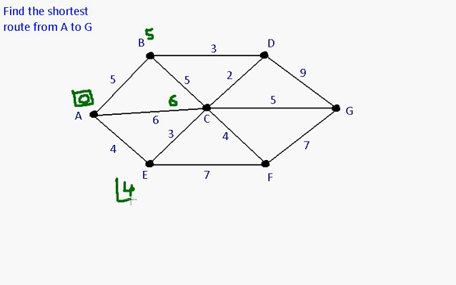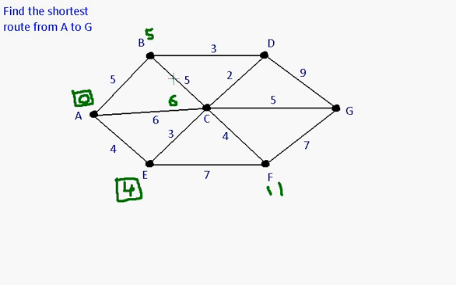I box it off, and now I consider all the routes coming out of E that I have yet to travel along. I haven't got along EC yet, and 4 and 3 is 7, but that isn't better than 6. Okay, so I'm not going to cross 6 out and replace it with 7. Instead I need to look along EF. 4 and 7 is 11. I haven't got a value there, so I'm going to need to put it in.